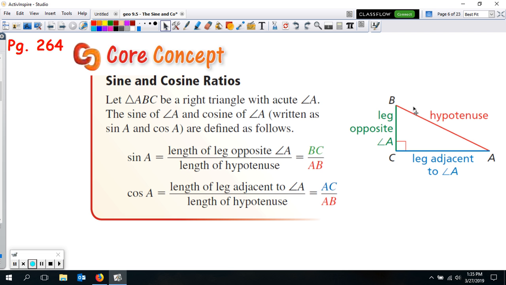Remember, we're always dealing with right triangles with trigonometry. So if we're looking for the angle measure of A and we're looking for the sine of that, it's going to be the opposite over the hypotenuse, so this number over this number. The cosine would be the adjacent over the hypotenuse, so this number between A and C over the hypotenuse.